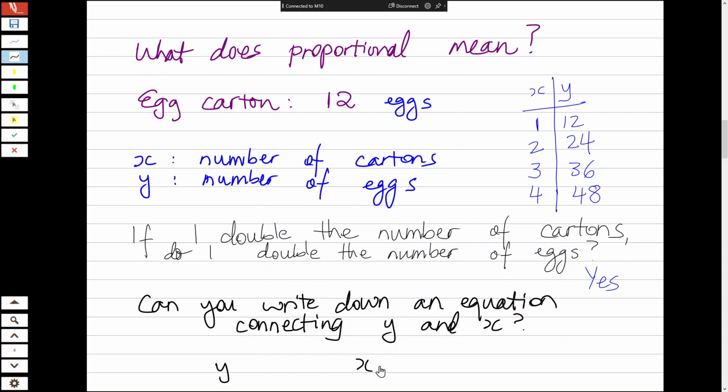Okay? So if I can draw a picture where the line goes through 0 and it's a straight line, then it's directly proportional. The constant of proportionality k is the number multiplying x. So here, k is 12.